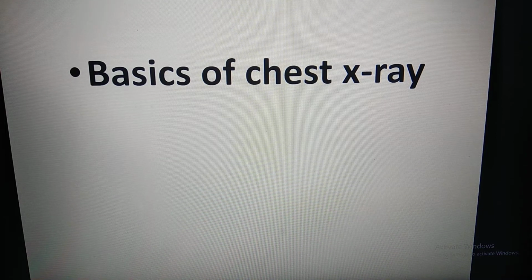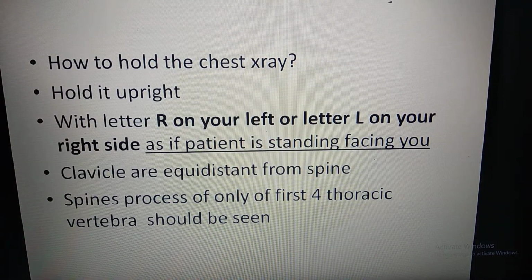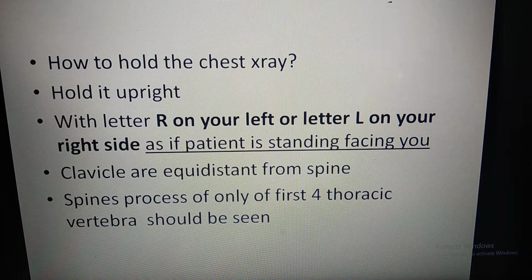Hi everyone, in this video we'll talk about how to read a chest x-ray in a basic, not very complicated way. How do we hold a chest x-ray? We should hold the chest x-ray upright.